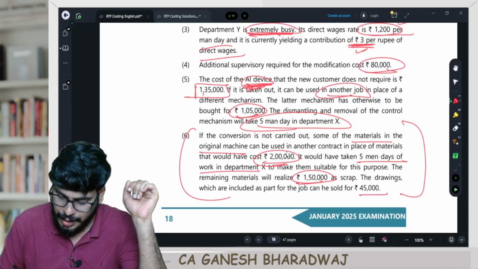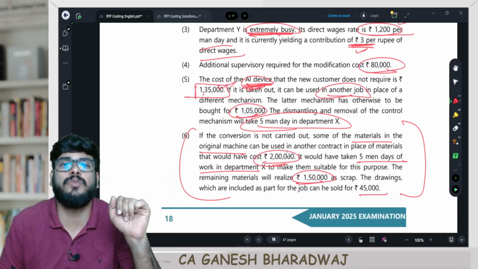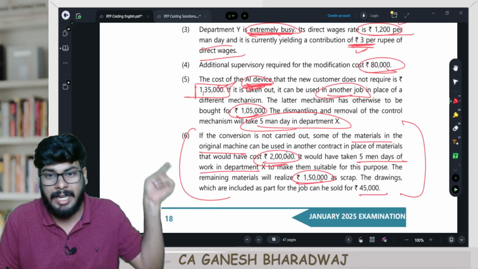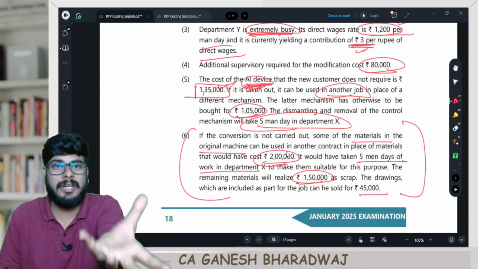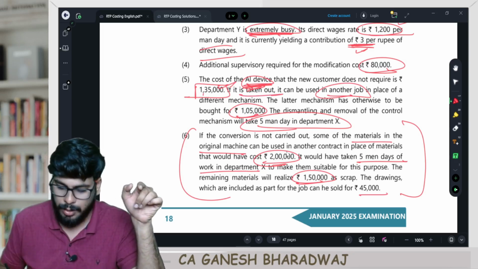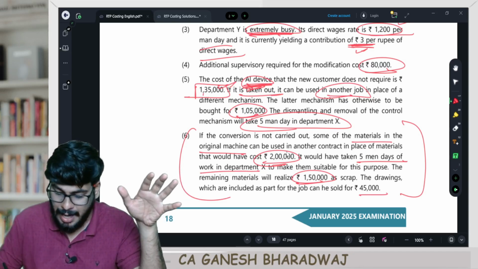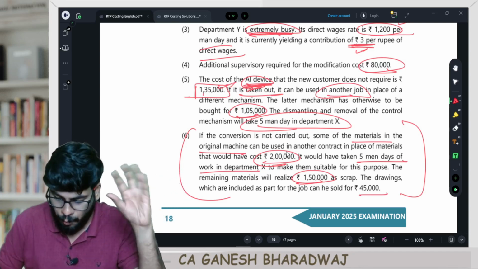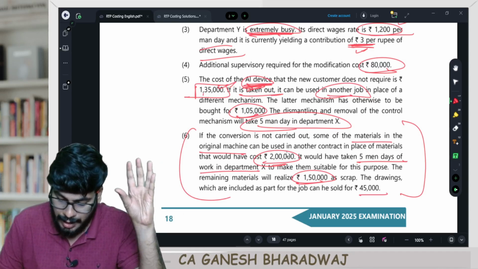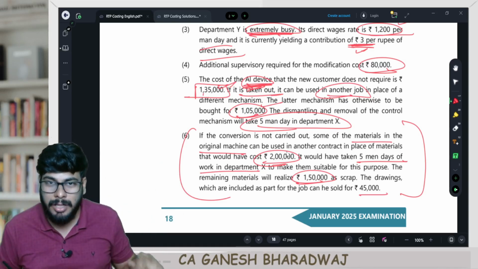The cost of AI device that the new customer does not require is 1,35,000, which means what? 1,35,000 is a cost that I have already incurred to manufacture this AI device. That is irrelevant. What they are saying: if it is taken out, it can be used in another job in place of a different mechanism. And that other job, whatever mechanism it uses, needs to be bought at a cost of how much? 1,05,000.